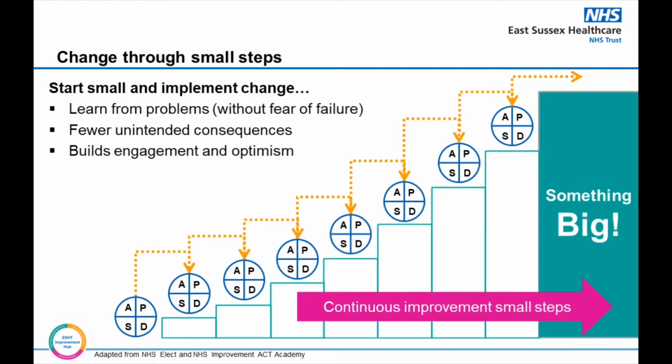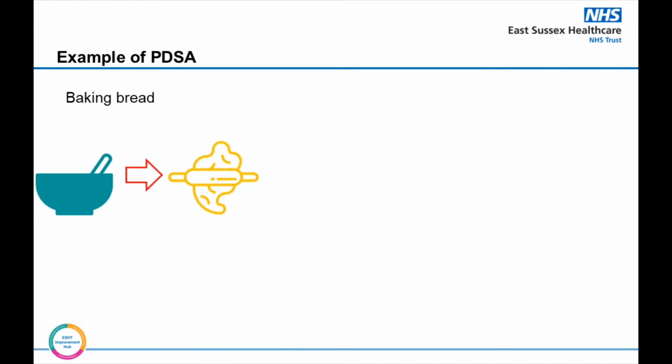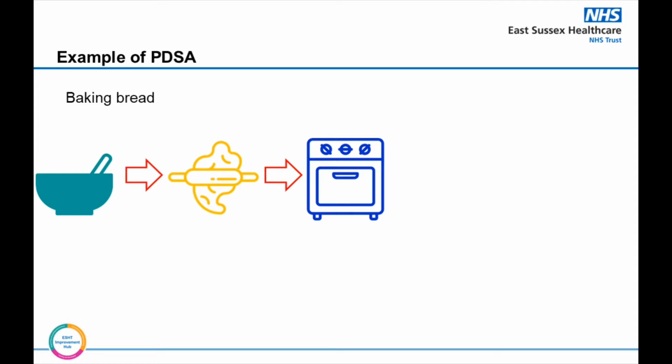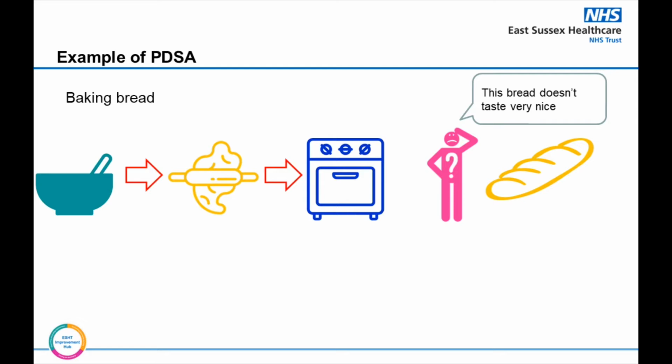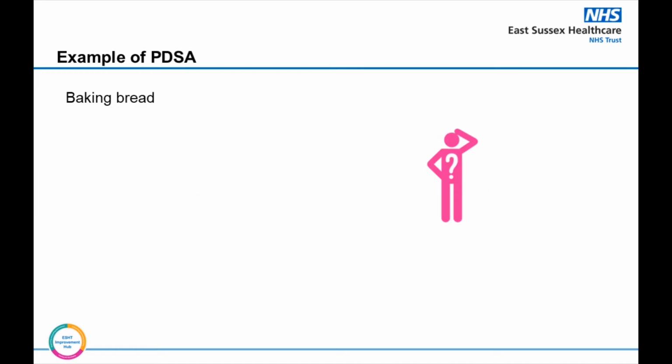Let's take a look at a real-world example to illustrate how this might work in practice, in this case baking bread. So we have a process where we mix the dry ingredients together, then we roll them into dough and knead them, and then we're going to place them in the oven for a certain amount of time to bake the bread. But if the result is not as high quality as we might like and it doesn't taste very nice, then we're going to have to adjust something in order to try and get a better outcome. I might, for example, decide that I think the bread needs more salt, and that's going to be the first thing that I'll test to see if it improves the outcome.